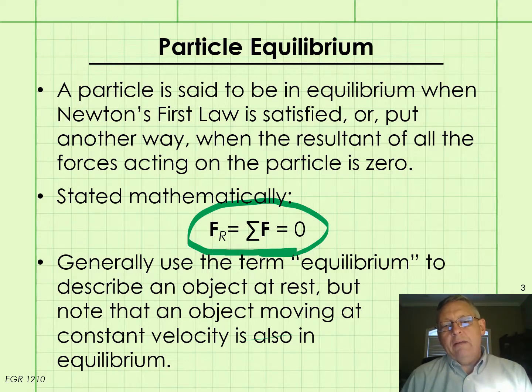And note that we generally use the term equilibrium to mean that the object is at rest. But equilibrium implies that the object is not accelerating, which means that the object's velocity is constant. So a velocity of 0 or at rest satisfies that condition. But remember that a non-zero constant velocity also satisfies that condition.